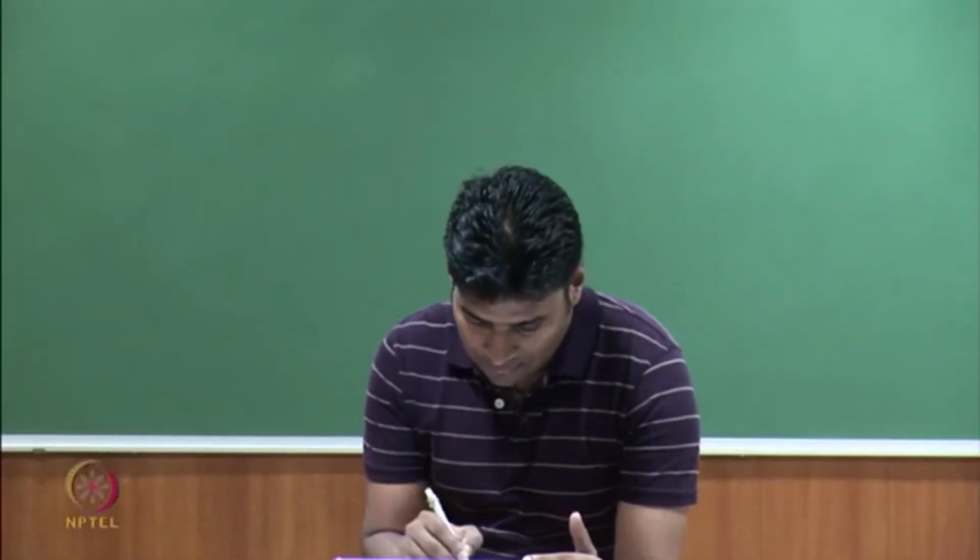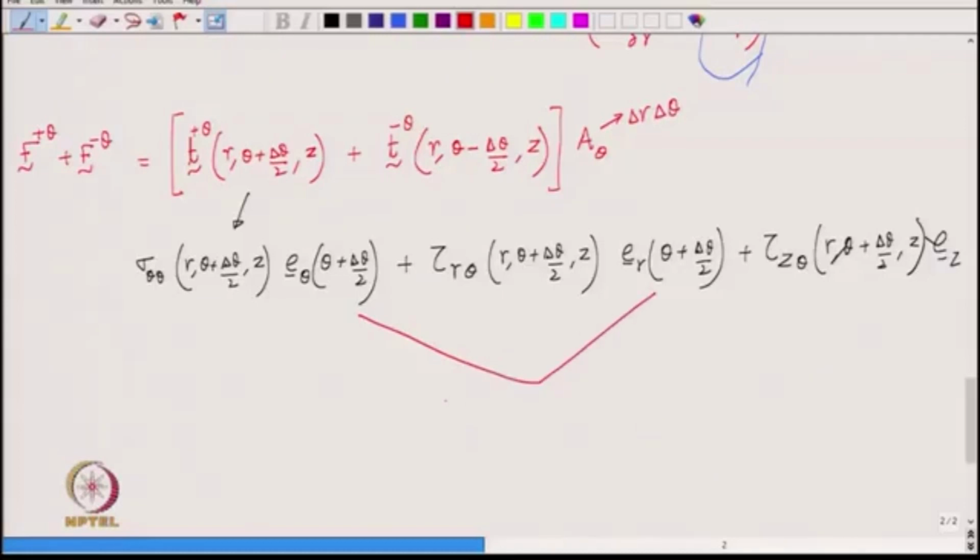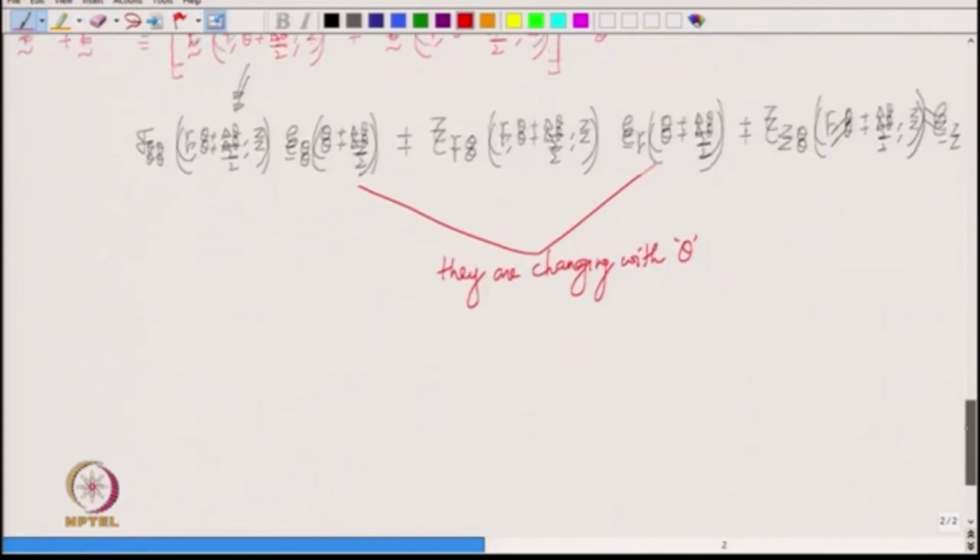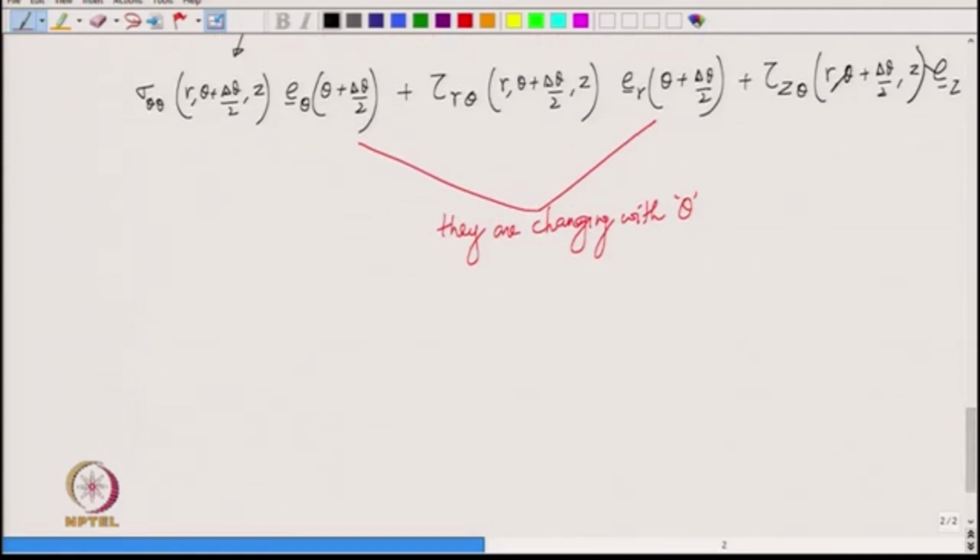So, we could write here that these two are changing with theta. Okay. So, we will have to then do the Taylor's expansion. When you work out the Taylor's expansion, we will get sigma theta theta into E theta at the center plus the derivative term, right.